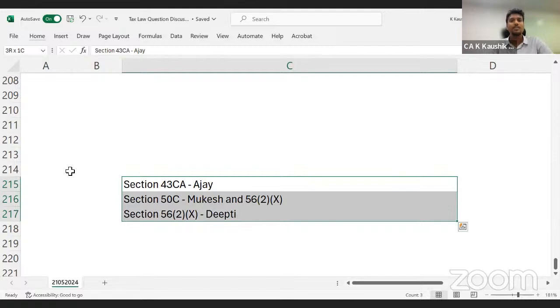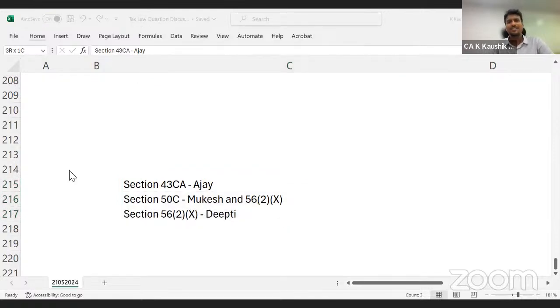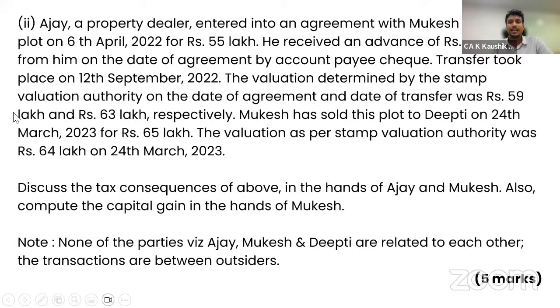Okay. So let us quickly understand. The provision says on which date the stamp duty value should be considered. Now, whether I should take the stamp duty value as on 6th April or 12th September. On 6th April, it was 59 lakhs, and on 12th September, it was 63 lakhs. Which stamp duty value should I take? If any amount is paid in advance by account payee cheque on the date of agreement, then consider the stamp duty value as on the date of agreement. So here, in this case, you need to take 59 lakhs.